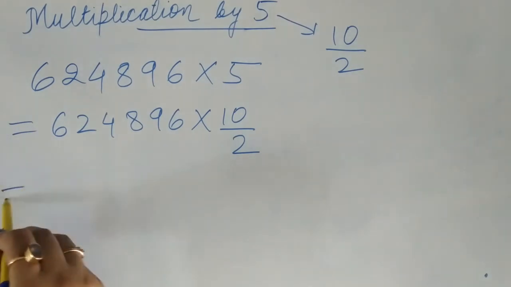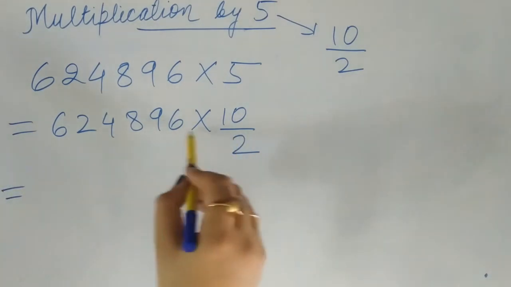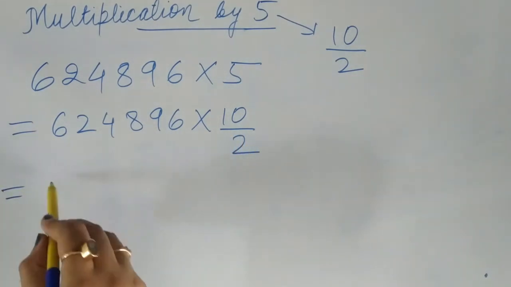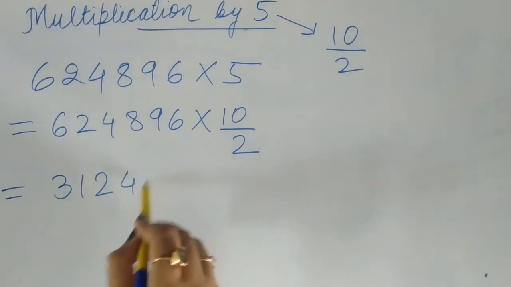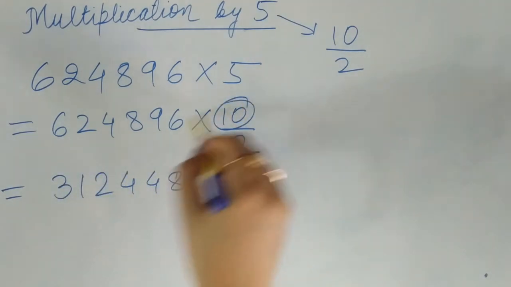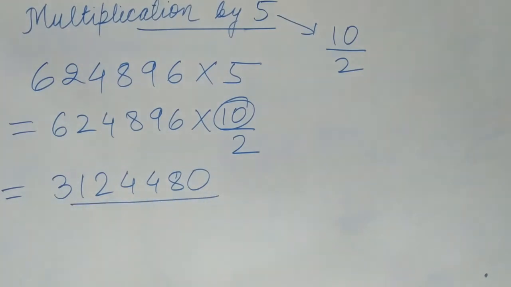So now you have to divide this number by 2, which will give you 312448, and then multiply this by 10, that is add a 0. Simple. We have got an answer.